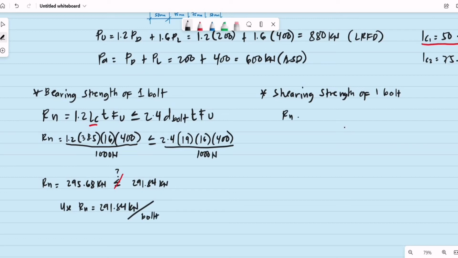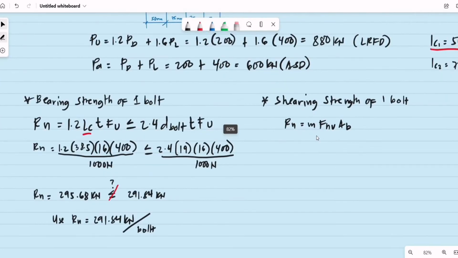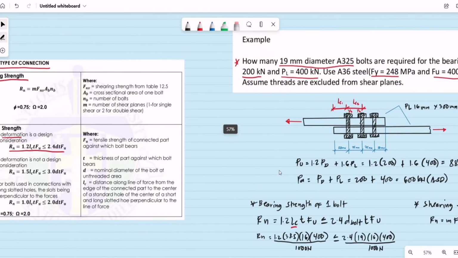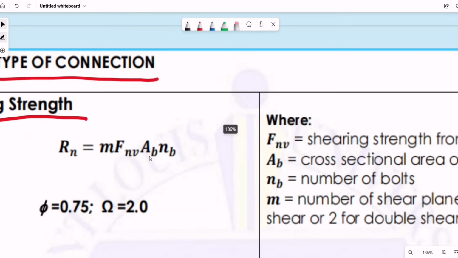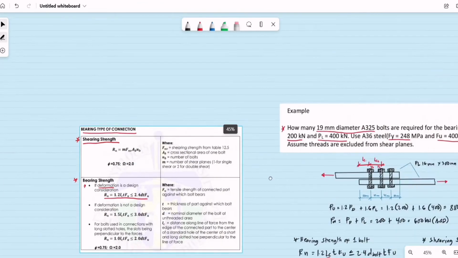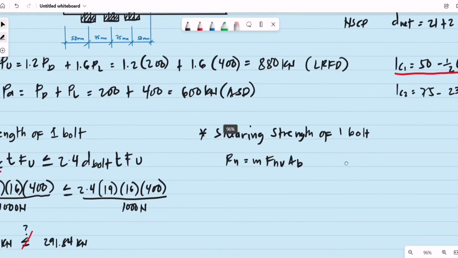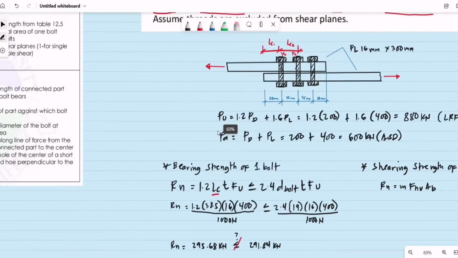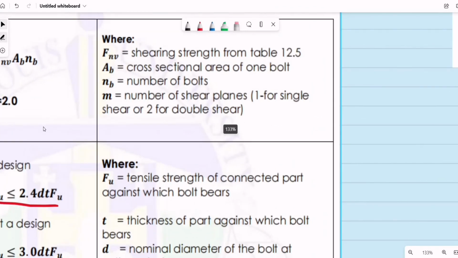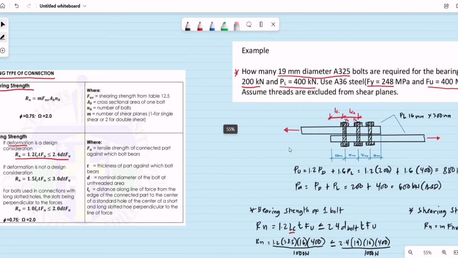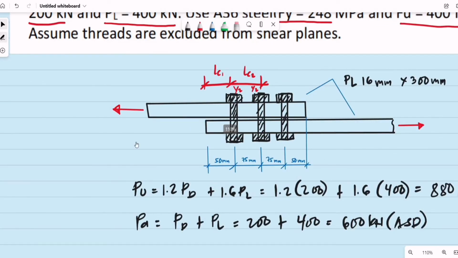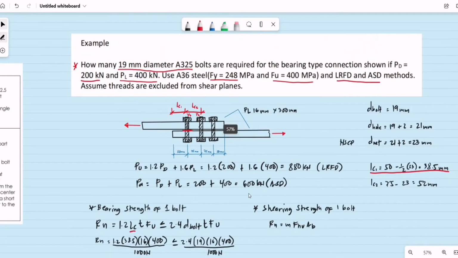R sub n is equal to m, multiplied by F sub nb, multiplied by the area of 1 bolt. So we'll be just using this formula, R sub n equal to m F sub nb A sub b, since we are looking for the number of bolts, and our analysis is again per 1 bolt. So again, by definition, what is the value of m? The value of m is the number of shear planes, but based on our connection, per bolt we have only one shear plane, so that is basically equal to 1.